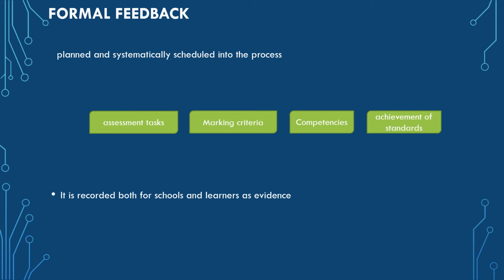Formal feedback. Formal feedback is planned and systematically scheduled into the process. It is generally associated with assessment tasks, marking criteria, competencies, and achievement of standards. It is recorded both for schools and learners, as evidence.